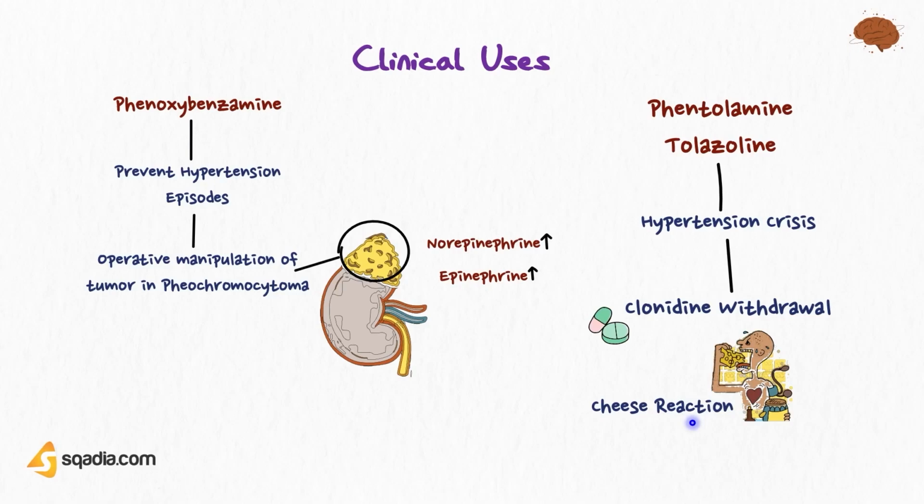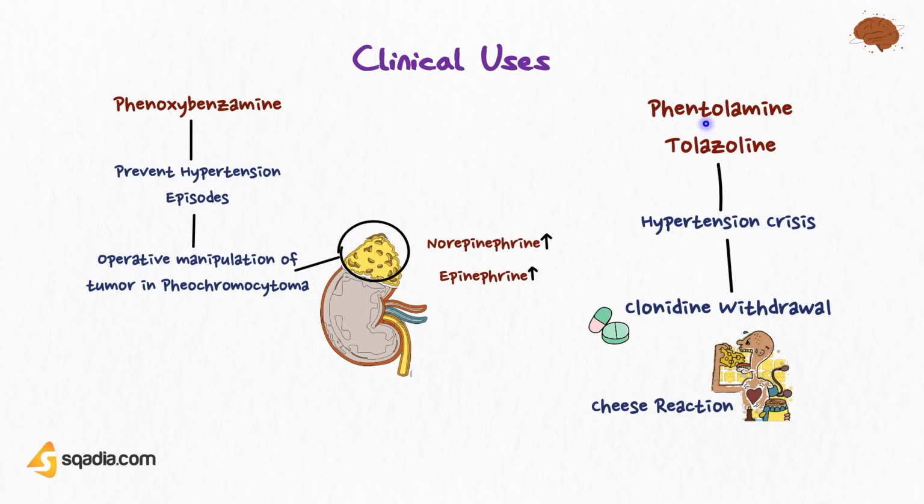The cheese reaction basically refers to a potentially dangerous interaction between certain medications and foods that contain high levels of tyramine. Tyramine is present in cheese. When tyramine levels become too high, it increases the release of norepinephrine, a neurotransmitter that regulates blood pressure. So the blood pressure rises, promoting hypertensive crisis. Phentolamine and tolazoline are given in the cheese reaction to decrease the blood pressure.